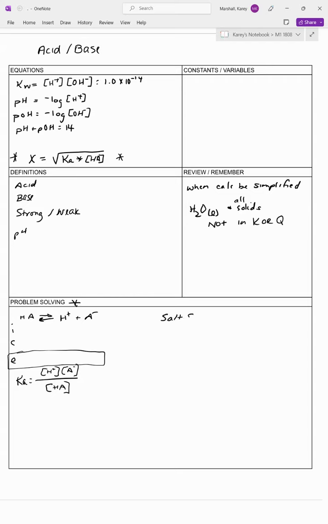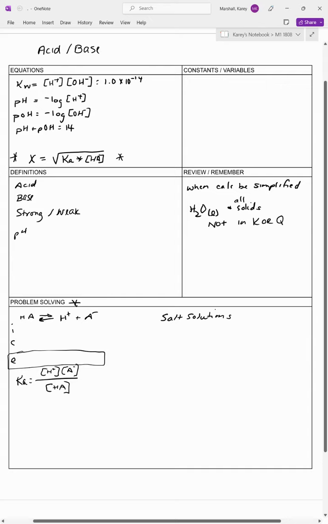Also, don't forget your salt solutions. So when is the pH of a salt solution acidic? And when is the pH of a salt solution neutral or basic? So these are the kinds of things that you will need for the acid-base module.